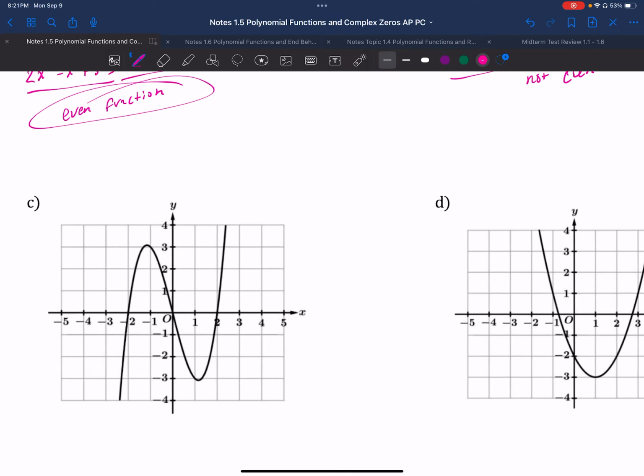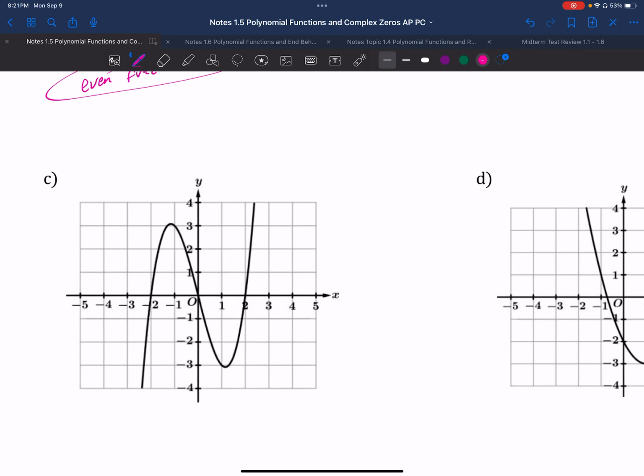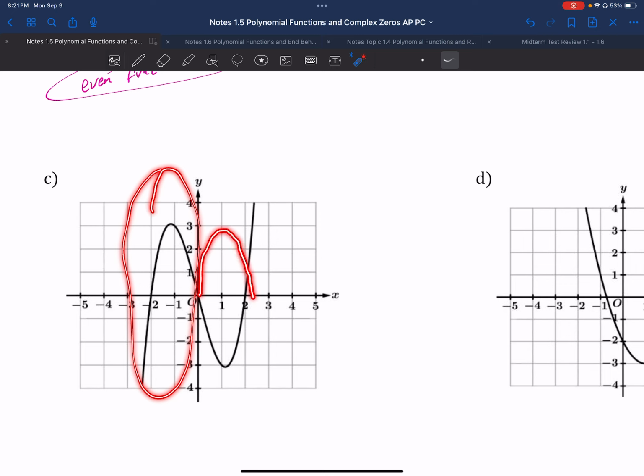Looking at C, you can do it two different ways. You can do it using the reflection. So I'm going to take this side, reflect it over the y-axis first. So it will look something like that. Reflects over the x-axis again. So this side at the top will overlap with the bottom.